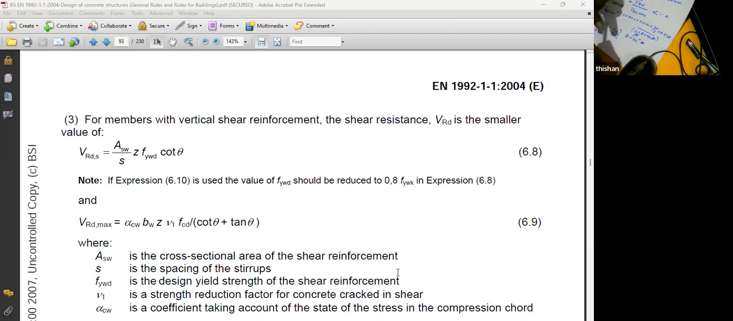Cot 22 plus tan 22. What is the value you get? Into 10 to the power minus 3. 534.76. Yeah, VRD max is 534.76. So shall we say 535? Yeah. Okay. And the design shear force was 308. Can you remember we earlier calculated 308? 308, yes.